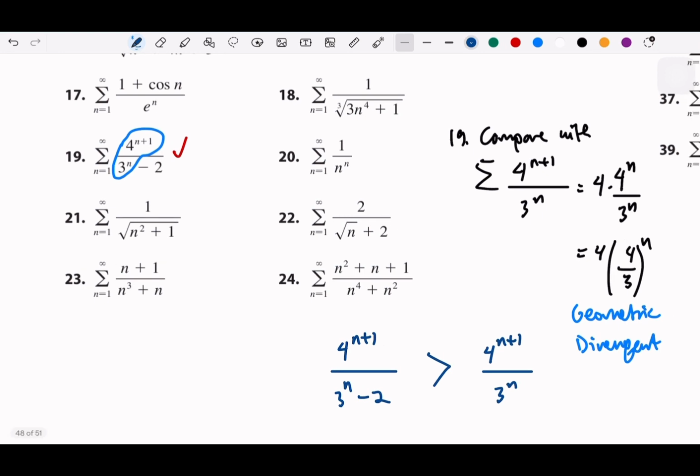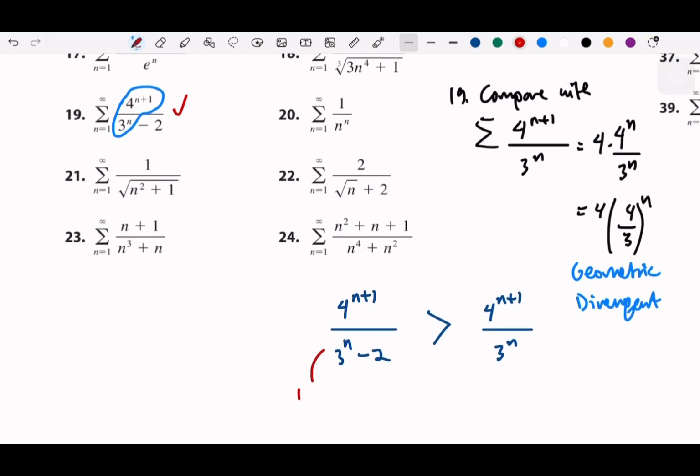Okay, but since this is divergent and this is greater than this, this will be divergent. Okay, so I think that's quite simple. So this is also divergent, so by direct comparison test. So there will be at least 2 possibilities for your comparison.